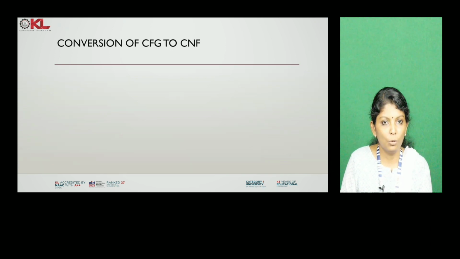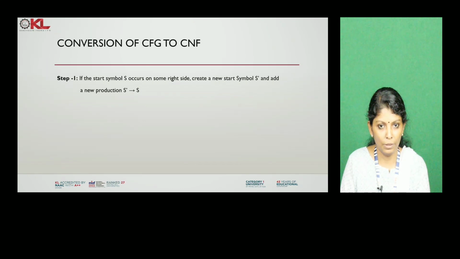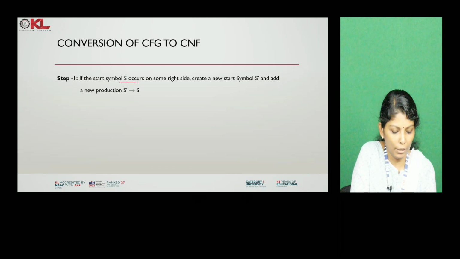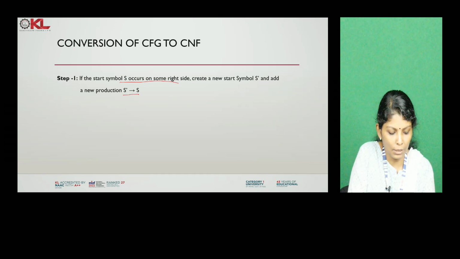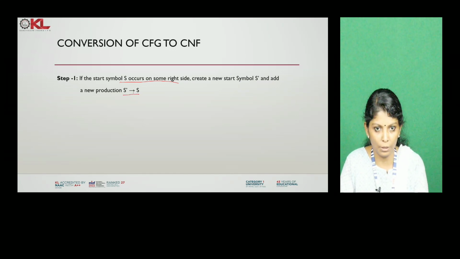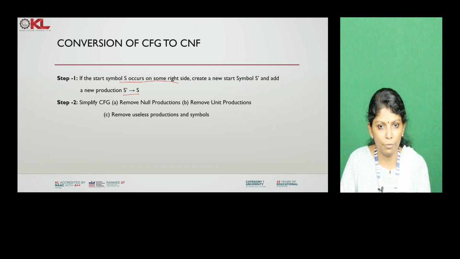So next is how to convert any CFG to the Chomsky normal form. The very first step is we check all the production rules, and if there is any start symbol on the right hand side of any of the production rules, we have to add a new production like S' gives S. Here S is our start symbol. So that is step 1, and in step 2 we have to actually simplify our CFG.